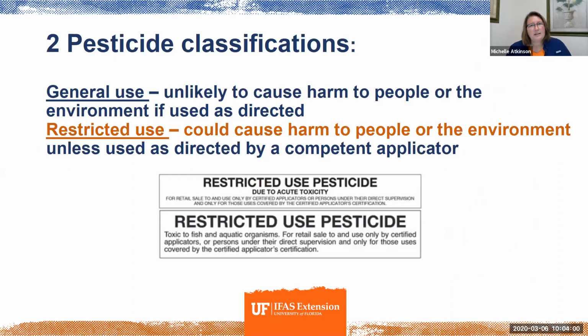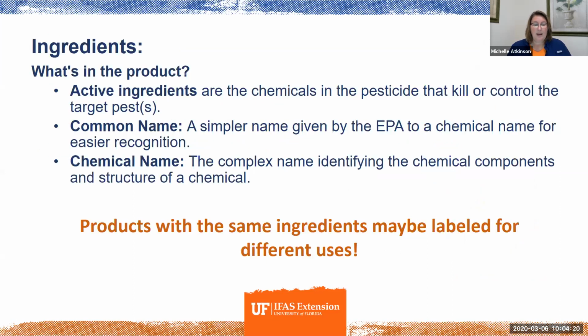Why do we classify a chemical restricted use? What makes us say, okay, this one needs to be restricted? Well, it's because it can cause harm to people or to the environment. And that's why we say, okay, you need a higher license, a different type of license to apply this product. And you'll have to have a license to even purchase the product.